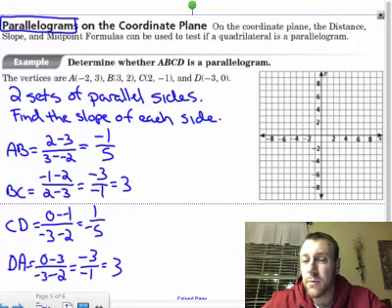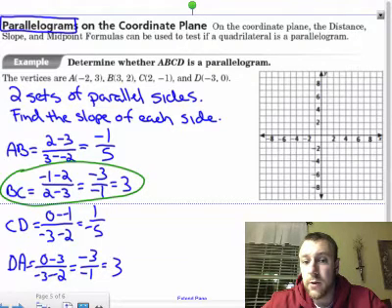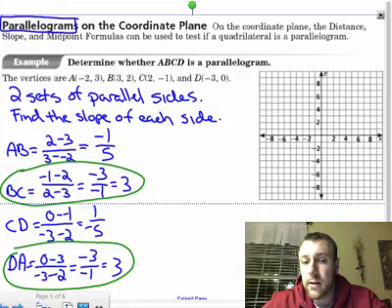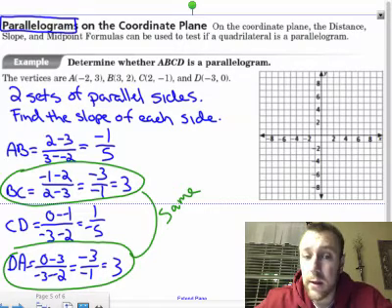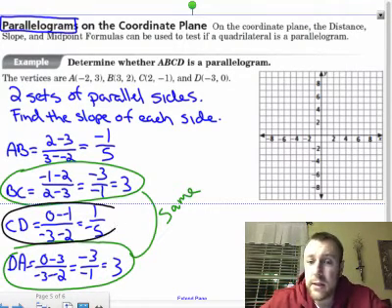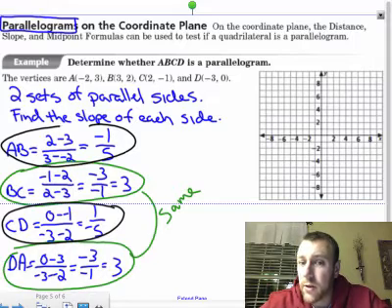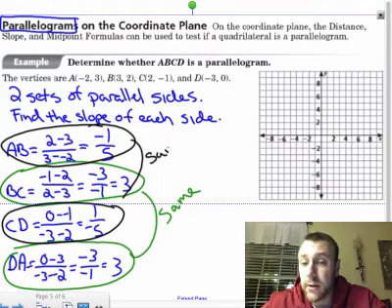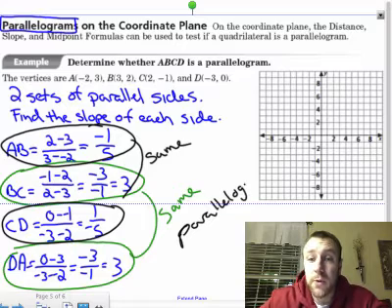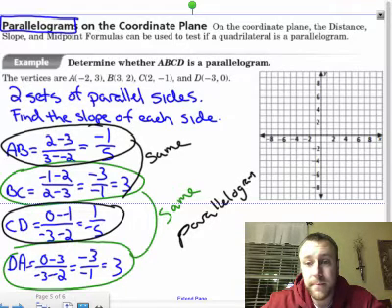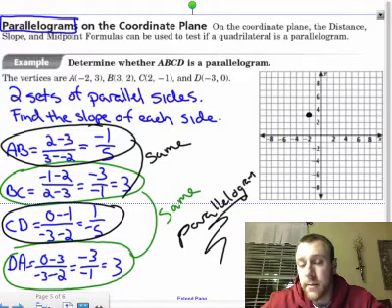And also you have to watch out for your negatives again. So notice that BC and DA or AD, those are the same. And AB and CD, they have the same slope. So do they have 2 sets of parallel sides? Yes. So therefore, it's a parallelogram. And I can graph it and see.